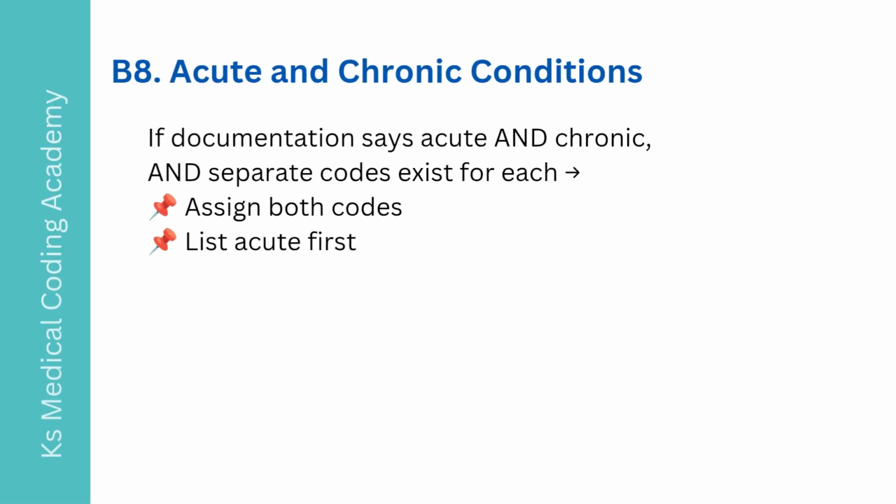Acute and chronic conditions. When a provider documents a condition as both acute and chronic, and when ICD-10-CM provides separate codes for each, you must assign both codes. The acute code always appears first because acute conditions take sequencing priority.